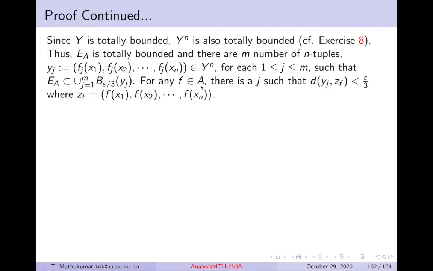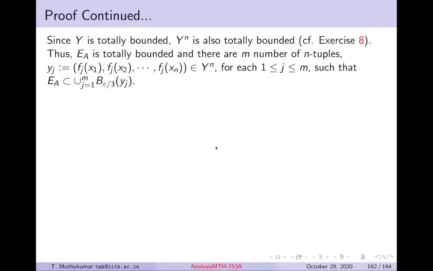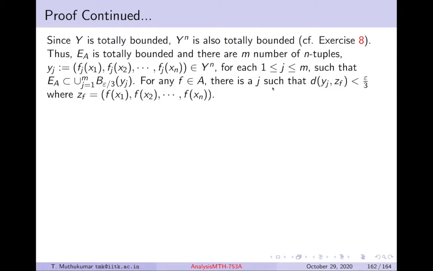Now if I take any f in the capital A, then there is a j such that the distance from z_f to y_j is less than epsilon by 3. Sorry, this is not by equicontinuity. For any f, its image is in Y power n, and in the metric of Y power n we have this relation, because the image is in the ball of radius epsilon by 3. So the distance from this point is less than epsilon by 3, and this is from the definition that E_A is contained in this union.